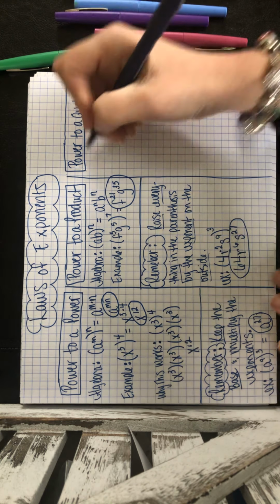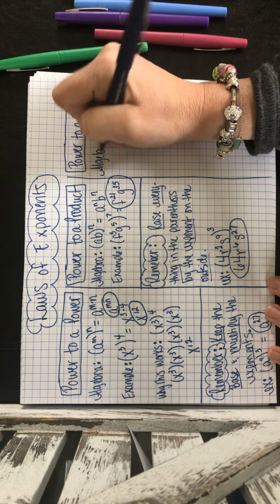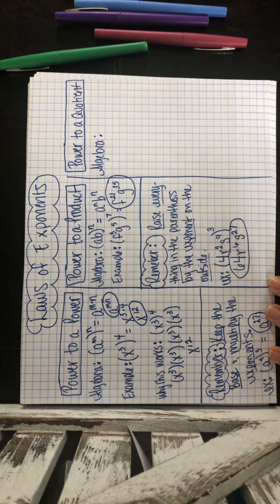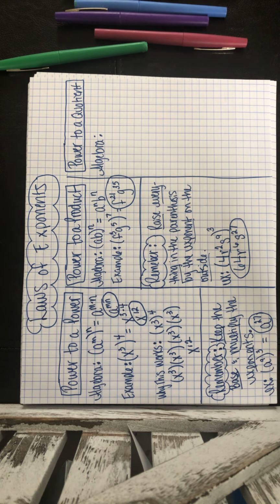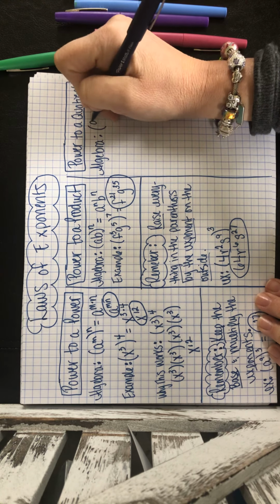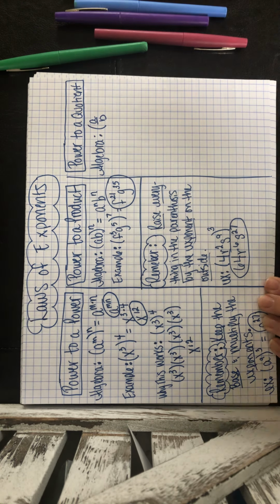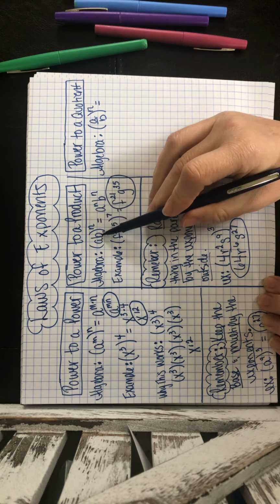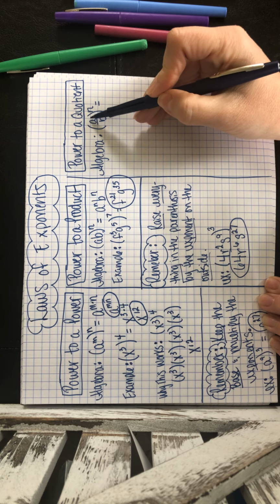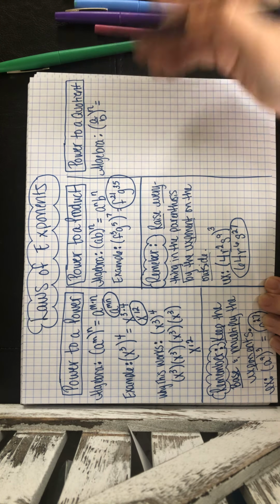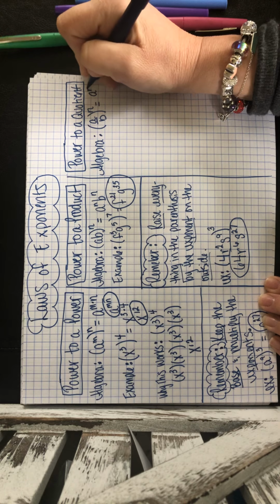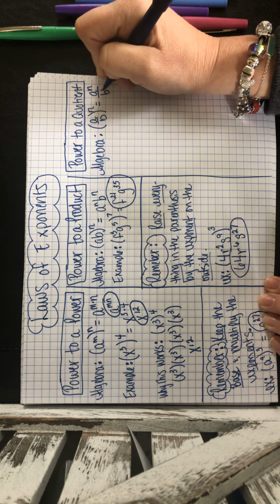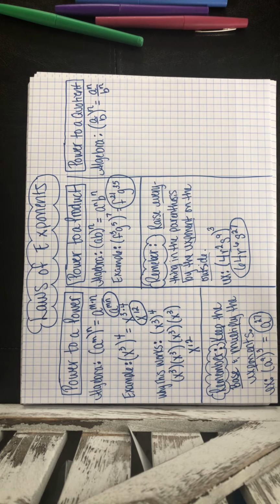All right, and the very last one. So we'll do the algebra. We have the power to a quotient. This one is, let me get my example here. So this one, if we have A divided by B, and all of that is being raised to the nth power, again, it's the same thing as this. That means this gets raised to that power, and this also gets raised to that power. So it's A to the nth over B to the nth. That's all that that means.